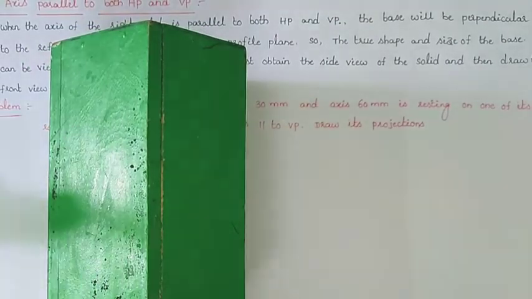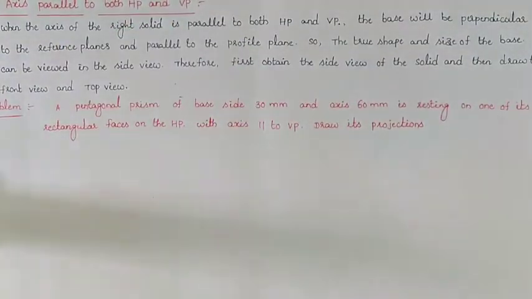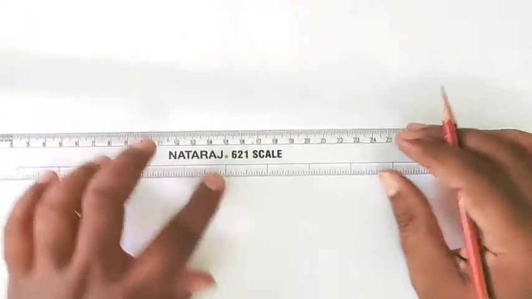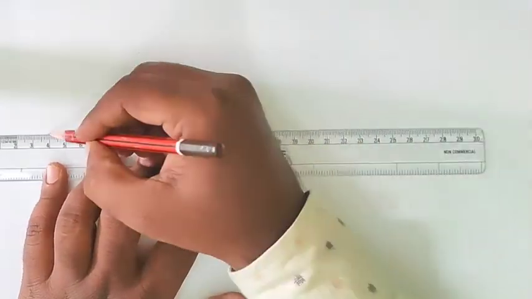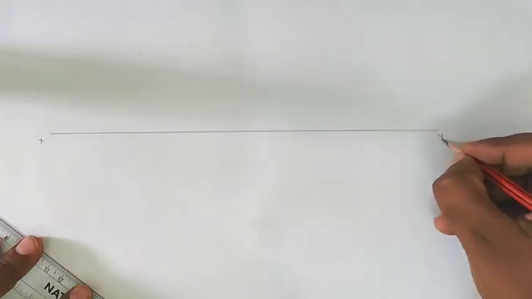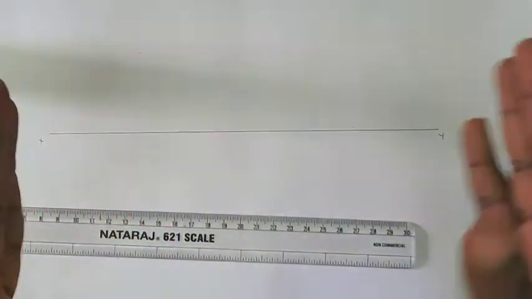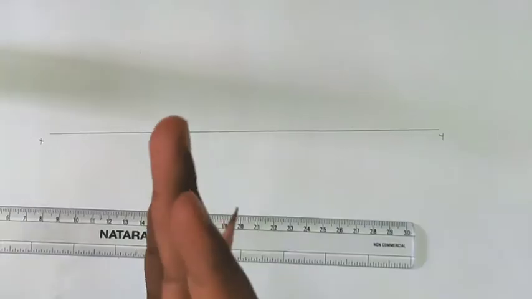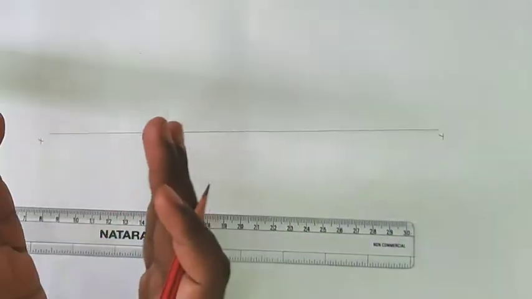Whenever the rectangle face is on the VP, how will we draw the projection? That is very, very important. Draw the side view of our diagram first of all. So draw the reference line. After drawing the reference line, draw the side view. Rectangle face is on the HP, means a side is on the HP.